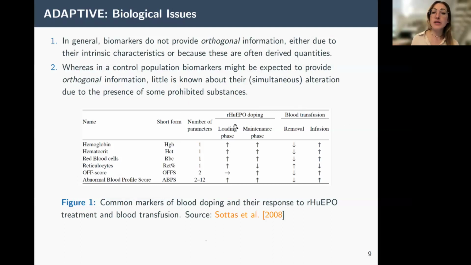So this is the plot, and here, for example, this is a picture taken from Sottas 2008, and here you can see how these biomarkers change when some doping substance is taken and how they change together. So they all will change simultaneously.